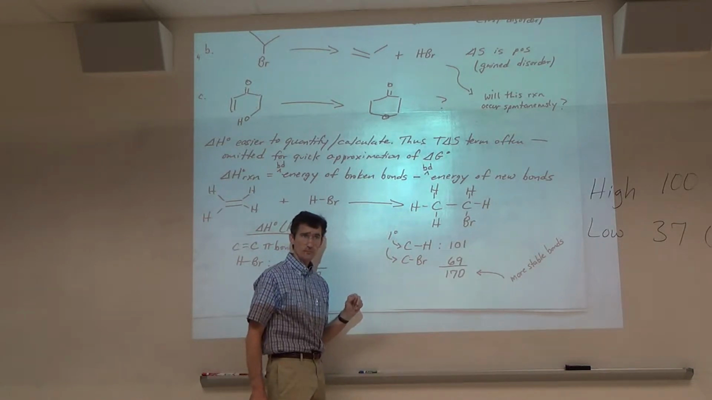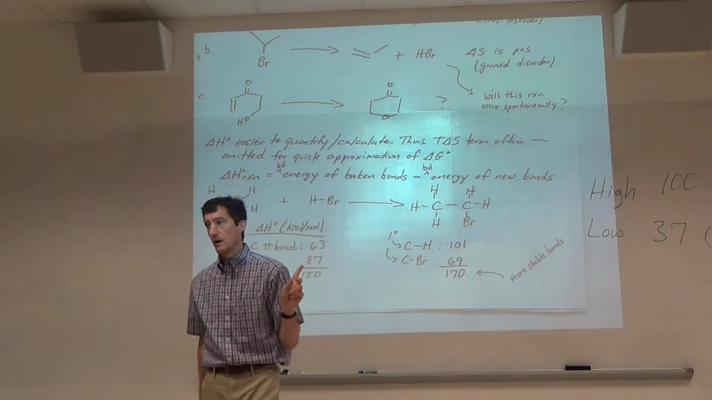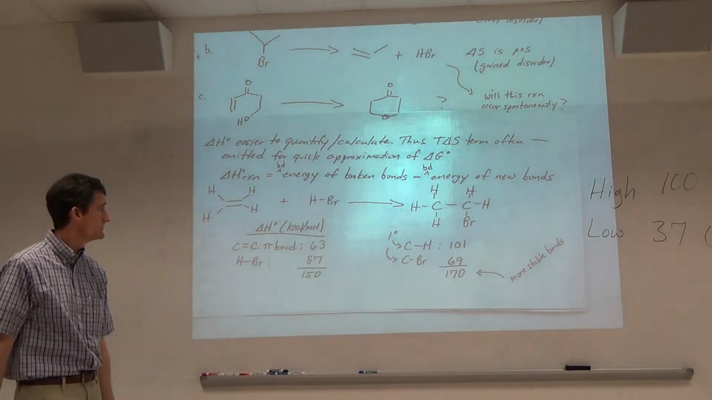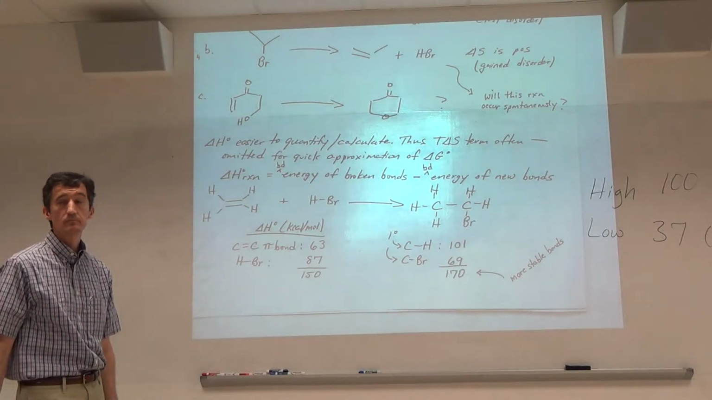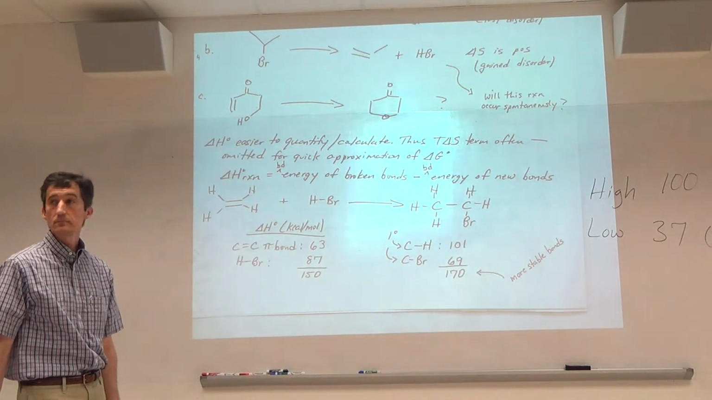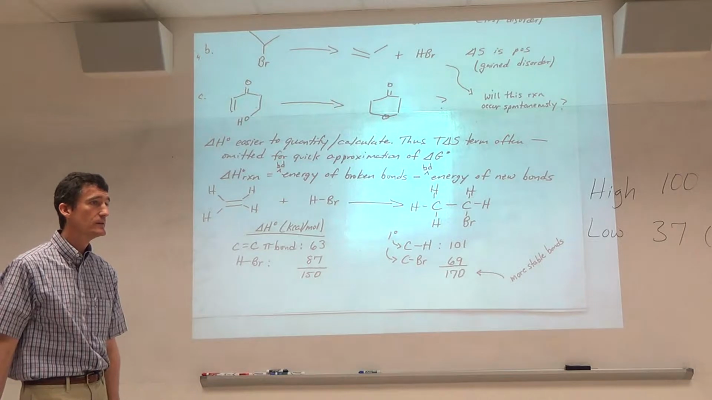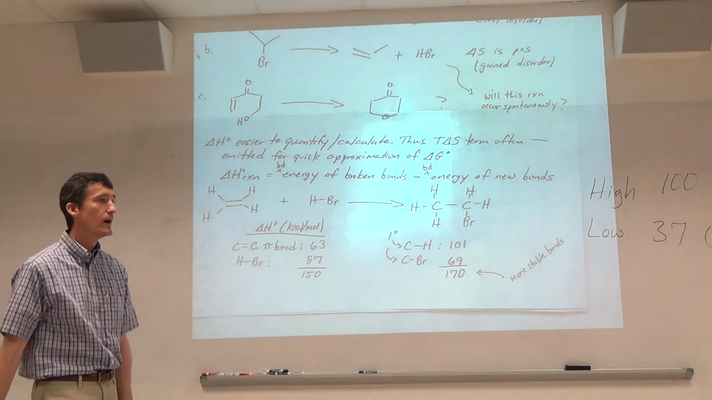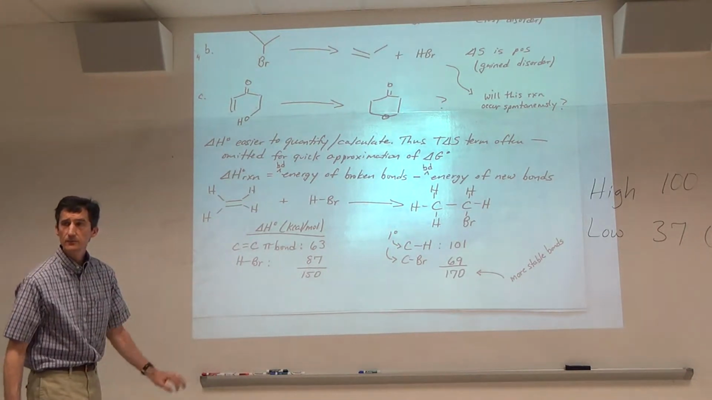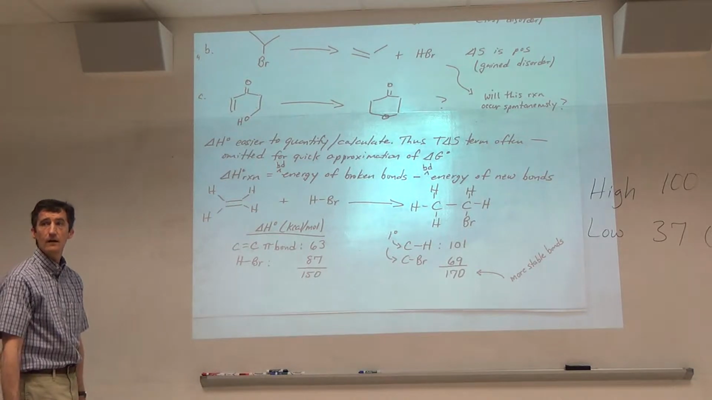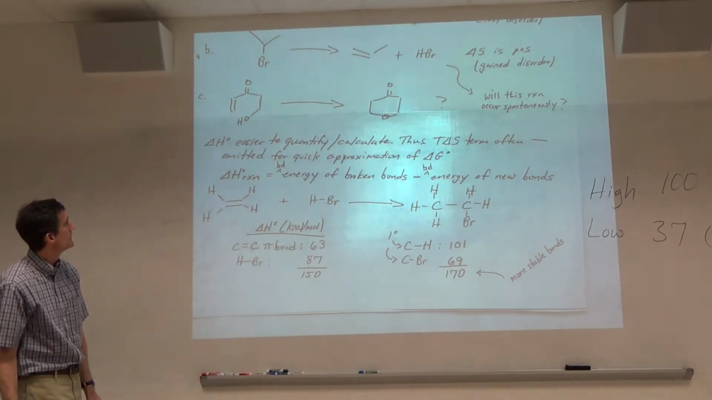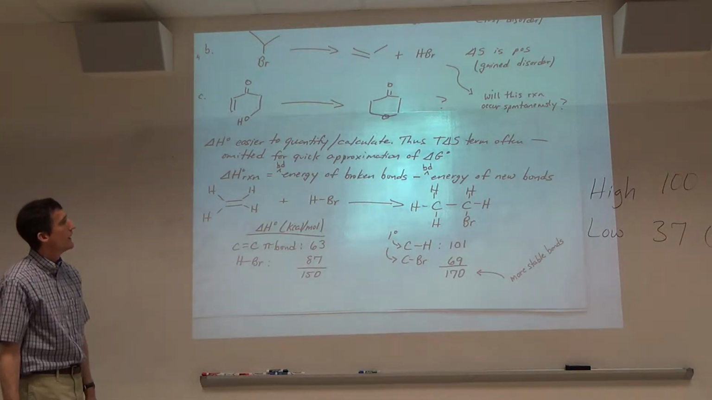Now you've got what's broken, what's formed, what's the difference in the two? 20. What's the net here? Is it positive 20 or negative 20? It's negative. Why do you say it's negative? Because it's the energy of the broken bonds minus the energy of the new ones. It's 150 minus 170. Why? Because of the formula. Change in H of reaction equals energy of bonds broken minus energy of new bonds.